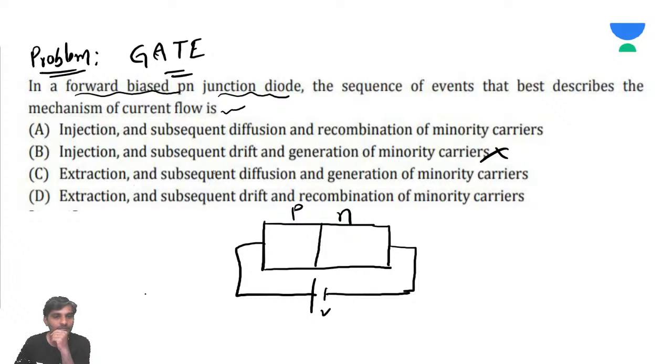Extraction, subsequent diffusion, generation of minority charge carriers. So the phrase generation of minority charge carriers itself is wrong. Extraction and subsequent drift and recombination of... So it should be either A or D.